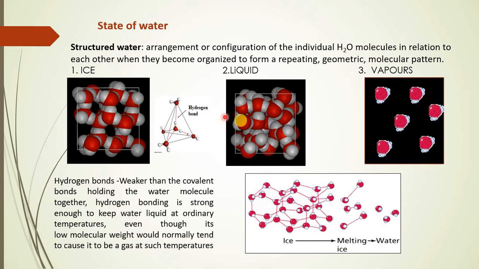Further, if you look at water in the liquid state, ice will transform itself into water at room temperature with a rise in temperature, wherein whatever hydrogen bonds were present will be broken up or disturbed, and as a result there will be loosening of the molecules, and this will give rise to the free-floating form of water.